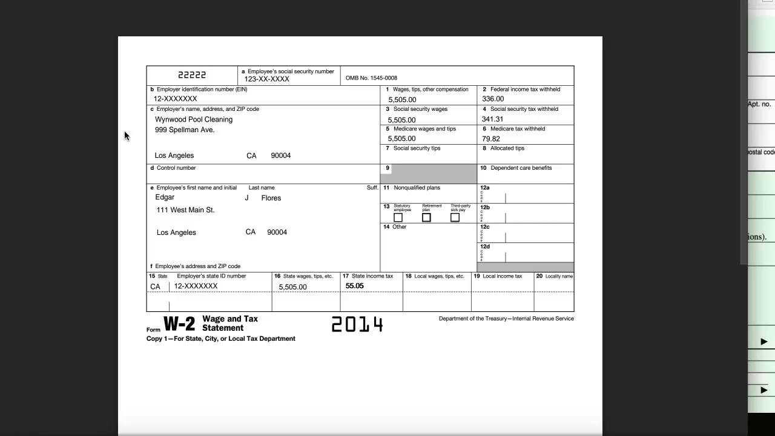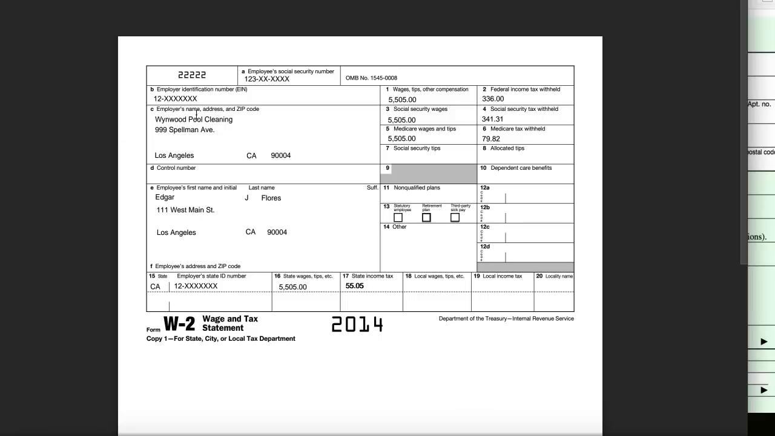Hey guys, this video is going to show you the information that you will need to understand a W-2 as well as complete a 1040 EZ. So I'm going to start here by going over the information on a W-2 form. This form is for Edgar Flores, and you'll use this information in the W-2 to take a look at two other W-2 forms and then complete two 1040 EZ forms.